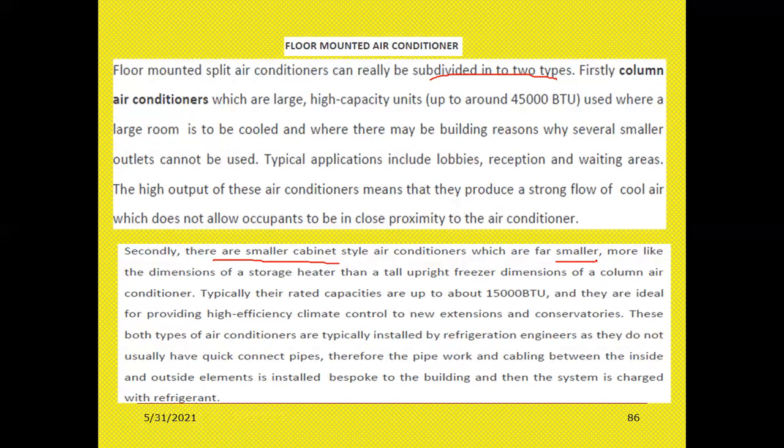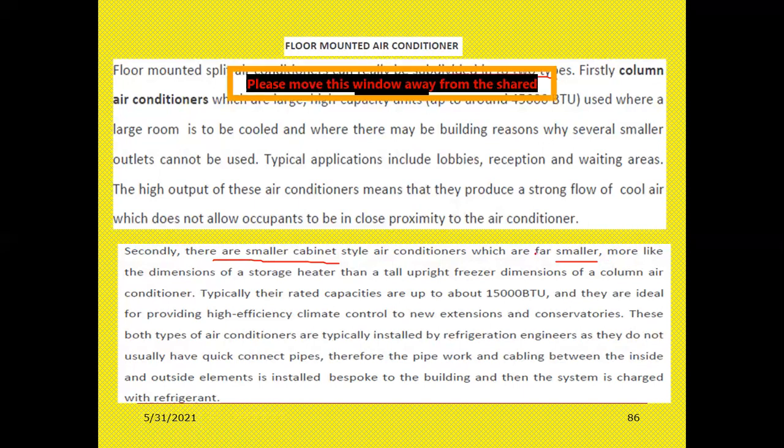Typically, their capacities are up to 15,000 BTU and they are ideal for providing high efficiency climate control. Both types of ACs are typically installed by refrigeration engineers as they do not usually have quick connection types.